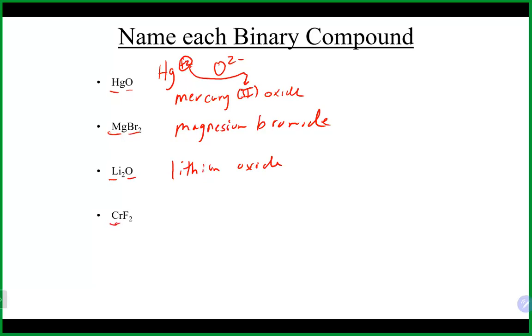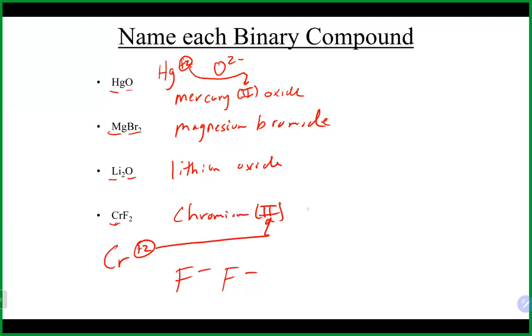Lastly here, Cr is chromium, which is a transition metal. So that tells us it's type 2. We have fluorine, which is a non-metal. So in this case, we do need to figure out the charge. We know that fluorine is group 7, and there are 2 of them, which means that's a +2 charge. So that would be chromium, Roman numeral 2, and fluoride, with -ide at the end of it. Any questions on any of those?